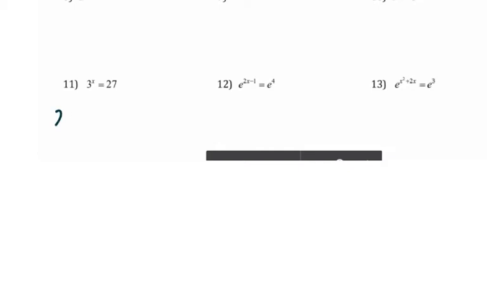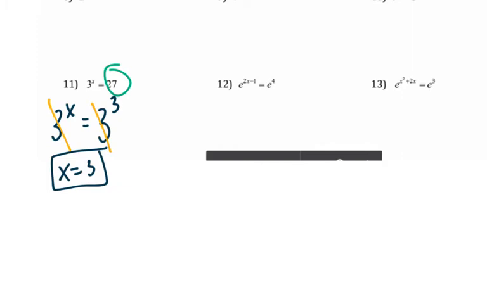Again, it has to be the same base. 3 is good, stays there to the x. 3 to the third power is 27. There's no exponent here, so it's just 3 to the third. Bases are the same, so we can cancel. Set the exponents equal, so it's x equals 3.